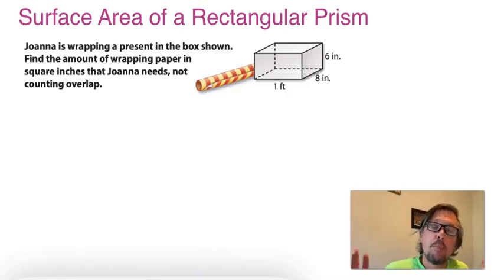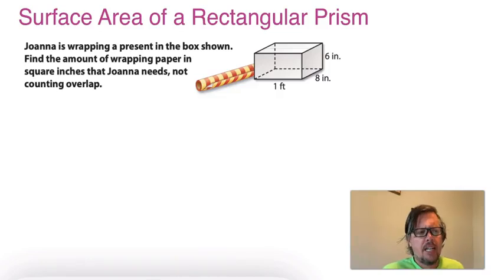The way that you figure out how much paper you need to go around a shape like this, and this shape is called a rectangular prism because the bottom of the shape and the sides of the shape are all rectangles, and it's prism because it's three-dimensional, so it's a rectangular prism. We want to find what is called the surface area. And the surface area is the area of all of the outside surfaces.